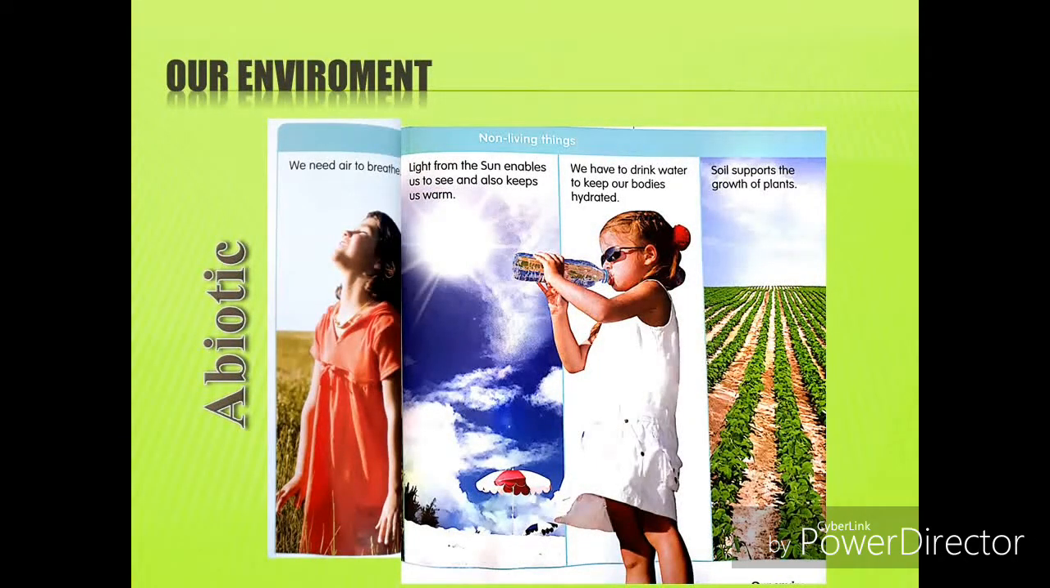This group is integrated by first the air, which is important because we need it to breathe. The second item is the light, and this is very important because we can see through this and keep warm. The third item of this group is the water, and as you know, it helps us to maintain our bodies hydrated. And the last one, but not the least, is the soil, which supports the ground of the plant.